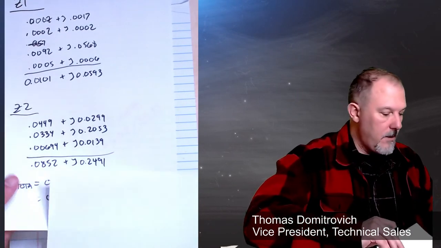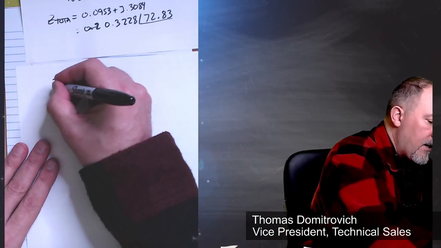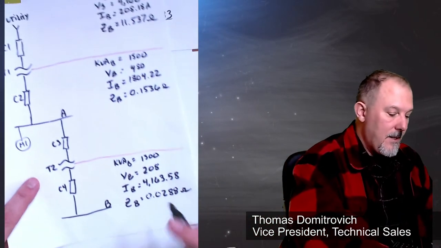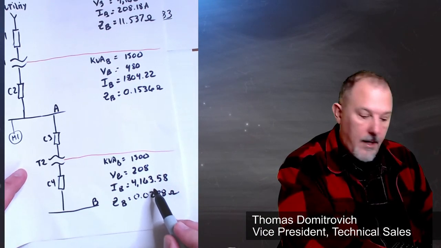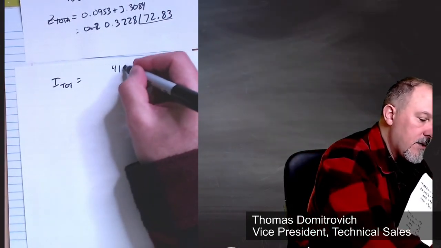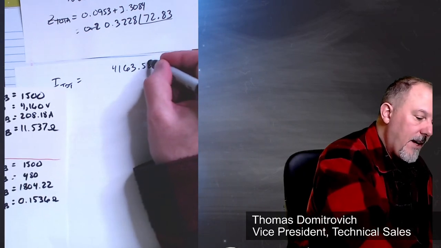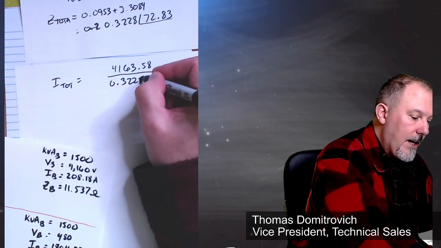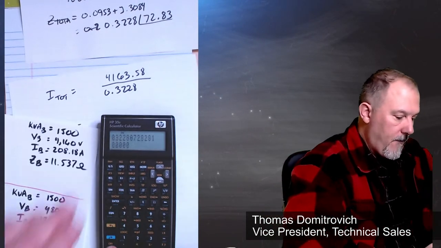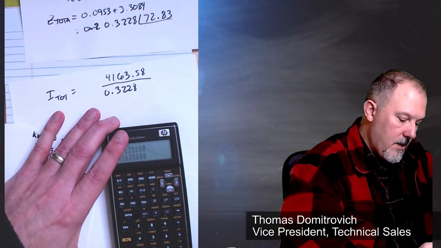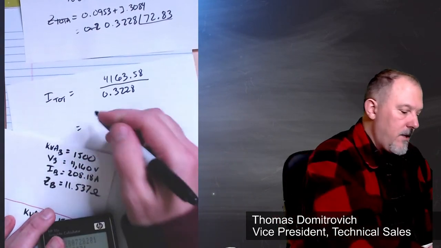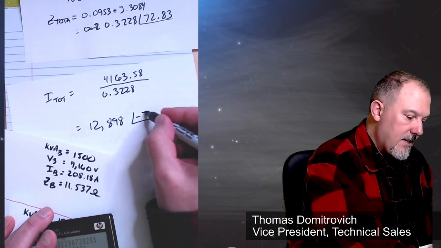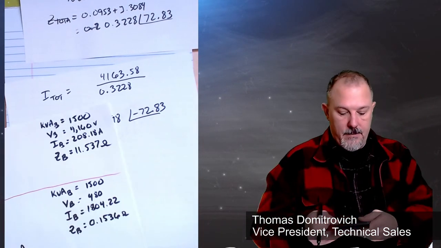What is I? If that's my Z total, I total is equal to, remember, I base down here at B is 4163.58. So I take 4163.58 and divide that by 0.3228. That gives 12,898 amps at an angle of minus 72.83. All right, you ready for some SKM?